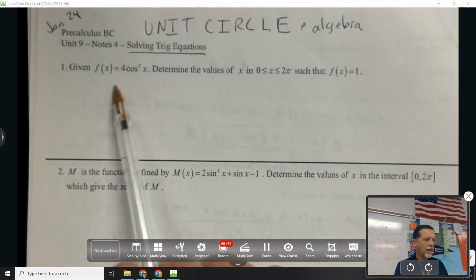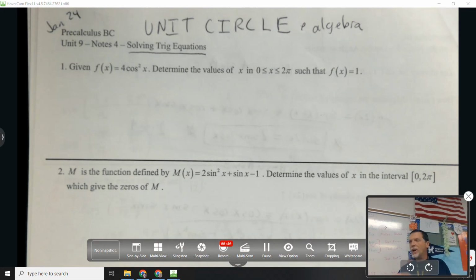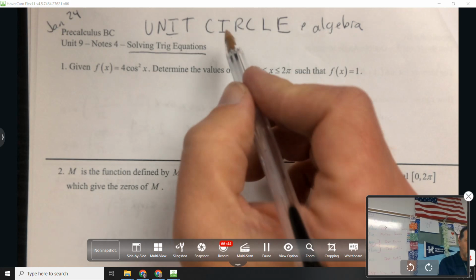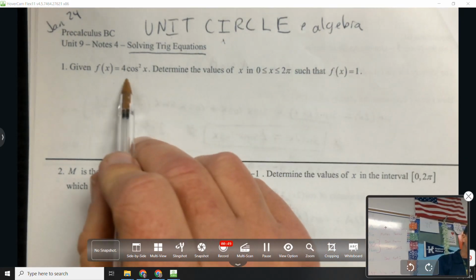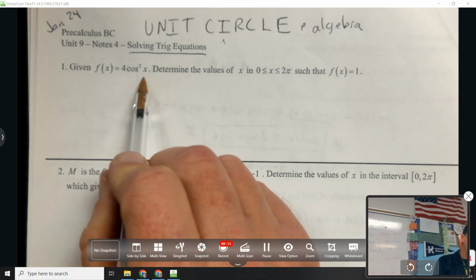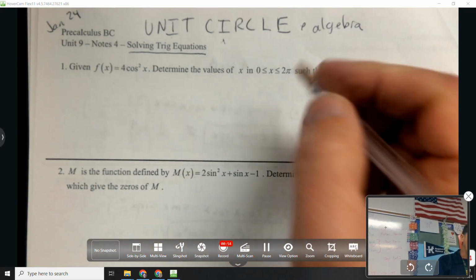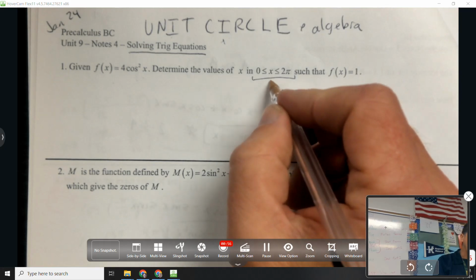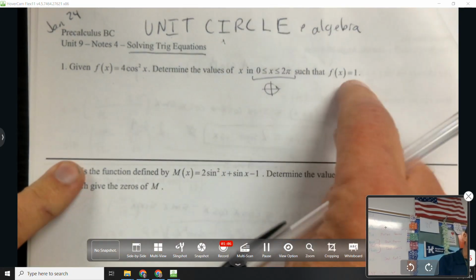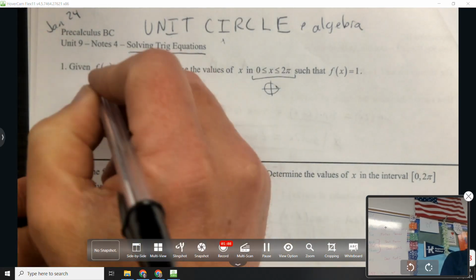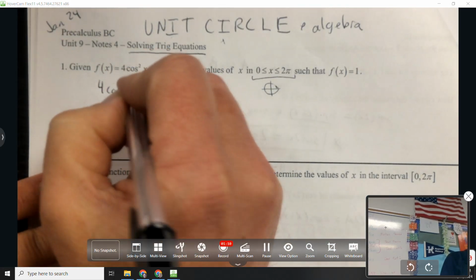All right, number 1. In fact, there's no new concept, so we just jump straight into examples because all we're going to do is apply unit circle and algebra. Number 1, f of x is 4 cosine squared of x. Determine the values between 0 and 2 pi. That makes me think unit circle, just one time around, such that f of x equals 1. So they phrase this a weird way, but basically 4 cosine squared x equals 1.